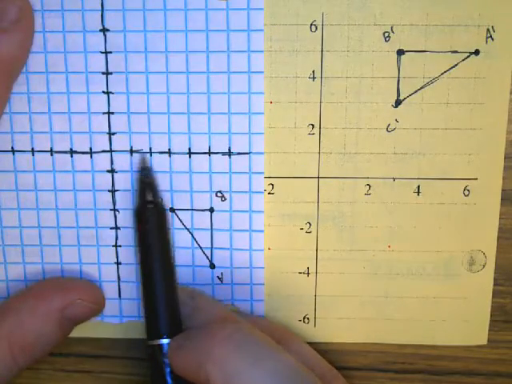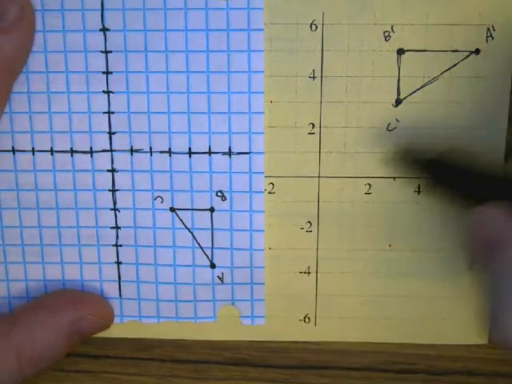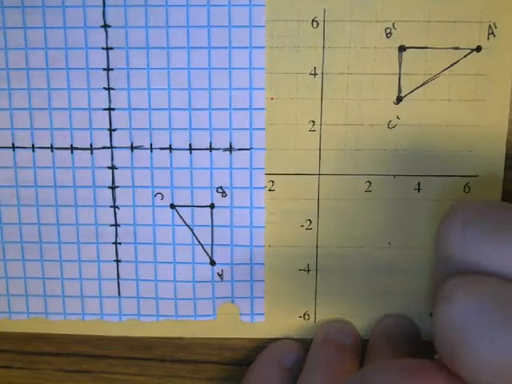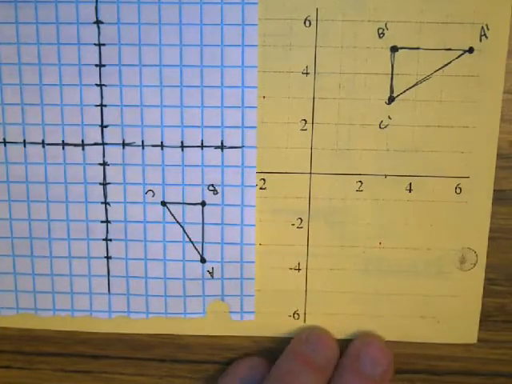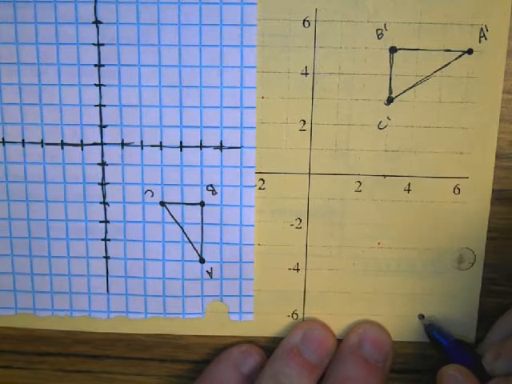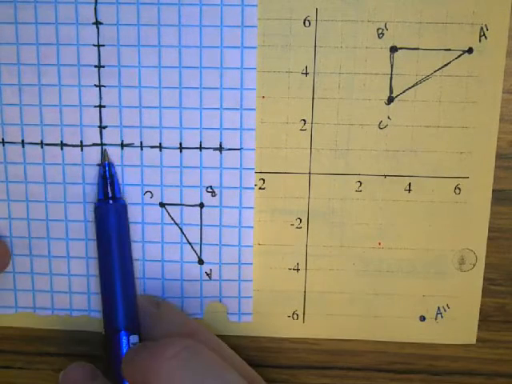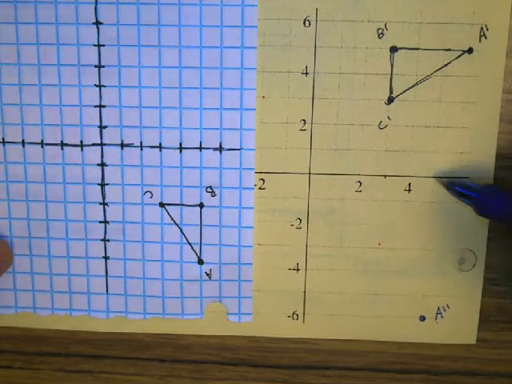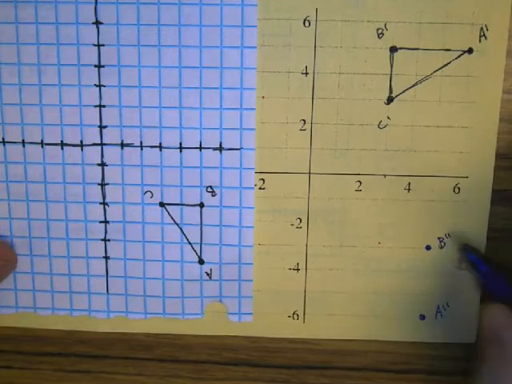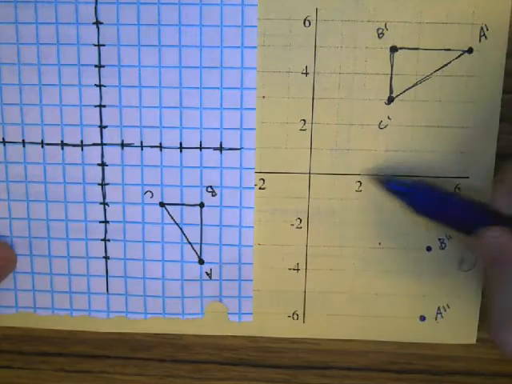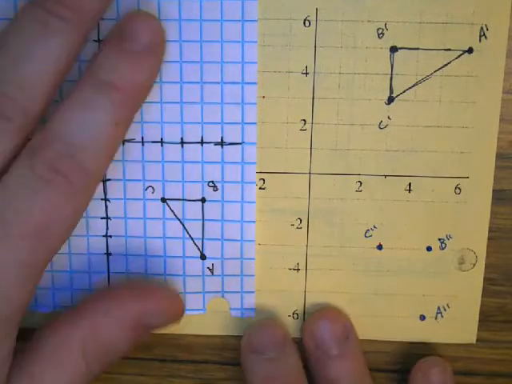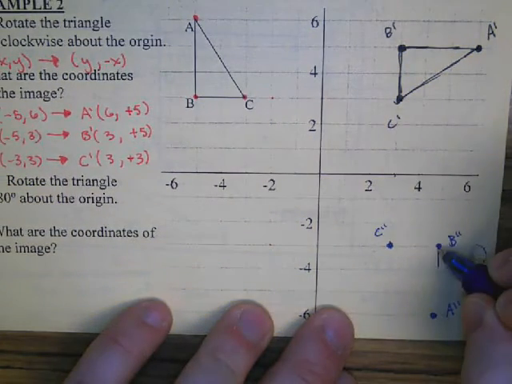So I'll go 1, 2, 3, 4, 5, and then down 6 for A double prime. And then for B double prime, we'll go over 5, down 3. And then for C double prime, we'll go over 3, down 3. Just like that. And we can connect the dots.